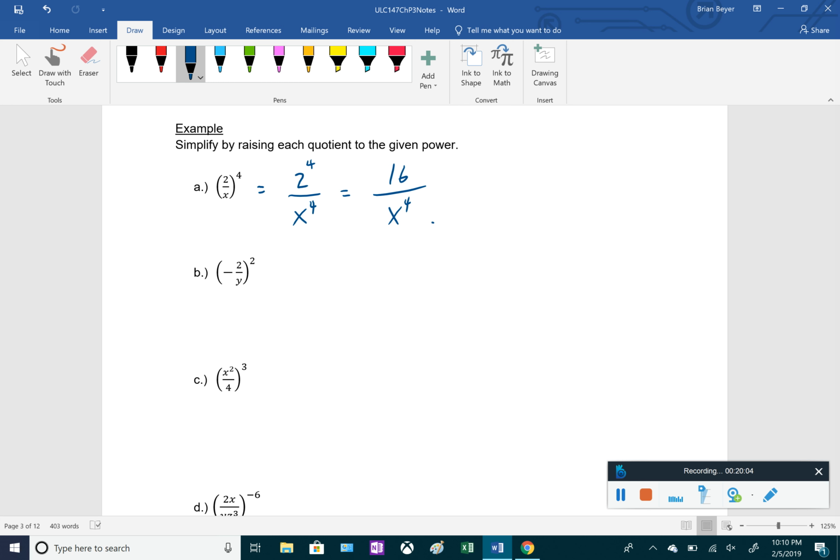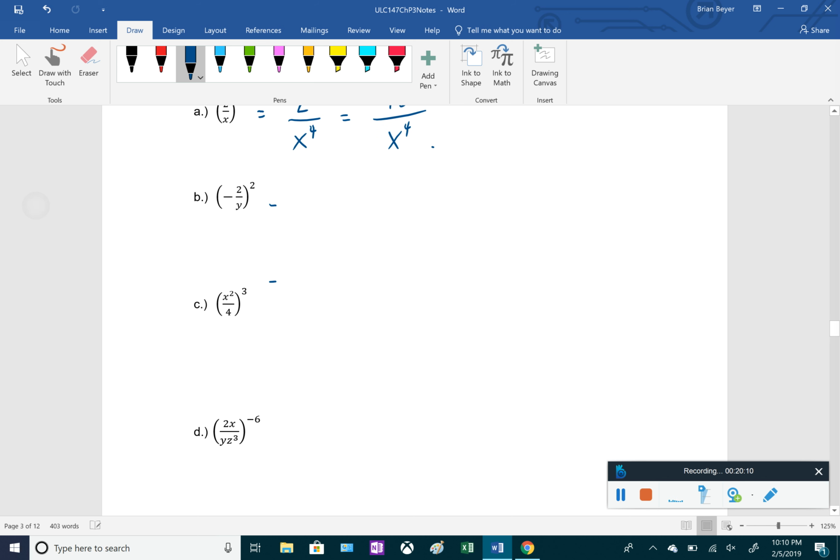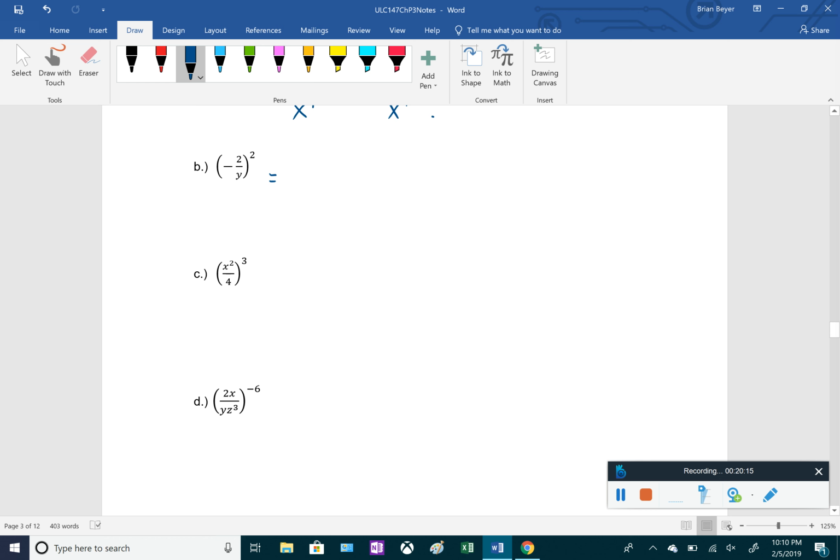Next one, we have negative and then 2 over y to the second. So what I'm going to do, that negative out front, I'm going to use that with the numerator. So I'm going to give that exponent of 2 to the numerator and denominator. Negative 2 squared is positive 4, so this is 4 over y squared.